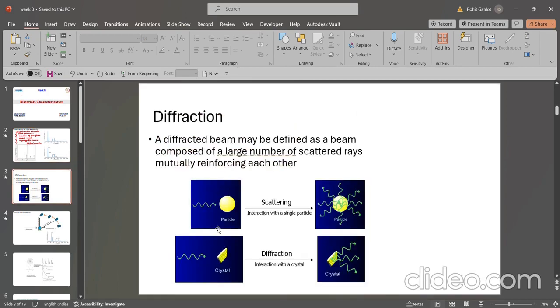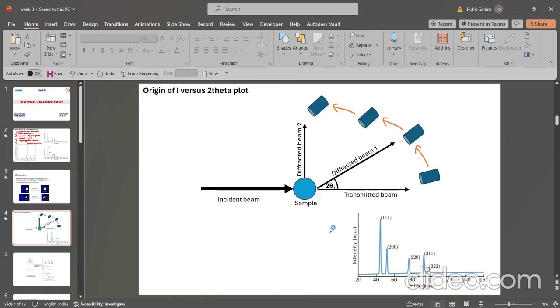Before starting the lecture, firstly, let's understand what diffraction is. A diffracted beam may be defined as a beam composed of a large number of scattered rays mutually reinforcing each other. As seen in the figure, there is a particle and there is a crystal. These are the X-rays. They interacted with the single particle and here with the crystal. After the interaction, a large number of scattered rays are generated which are reinforcing each other. This is called diffraction.